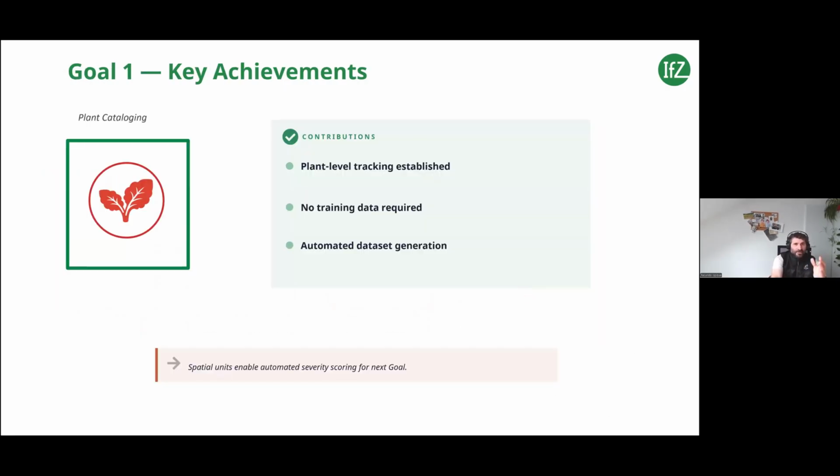So for this goal, we established individual plant tracking across the full season. There was one small boundary: the system failed under very high, fully closed canopy clusters, when plants are no longer visually separable from above.